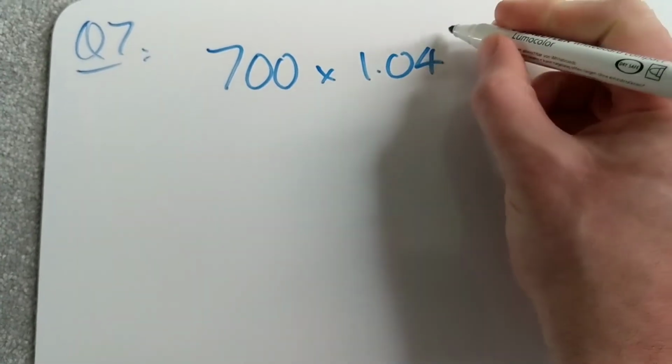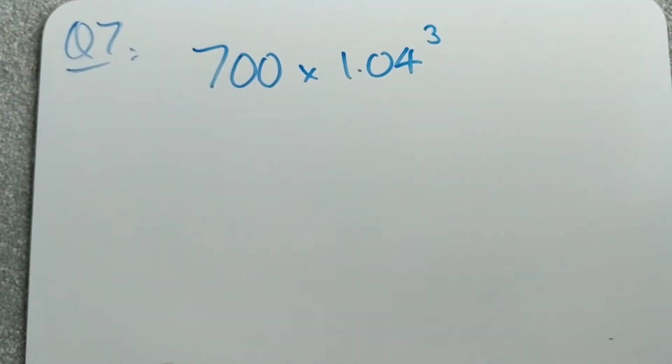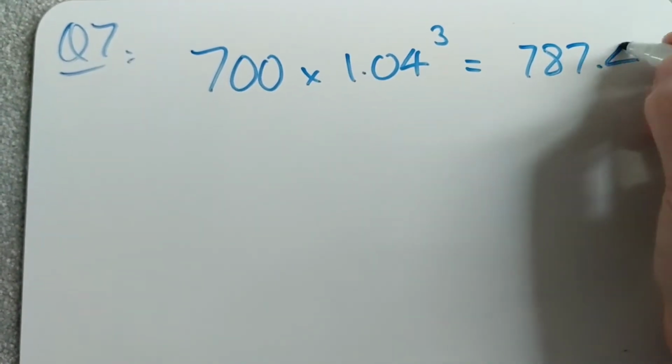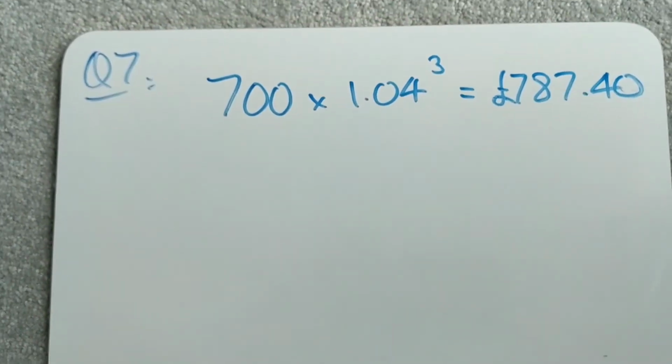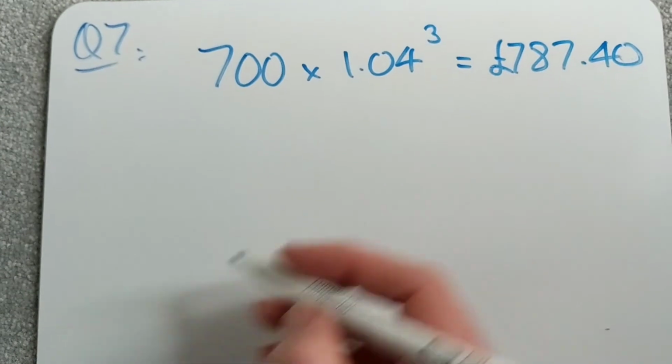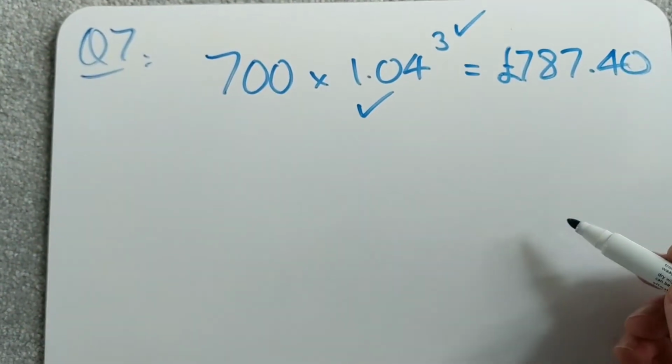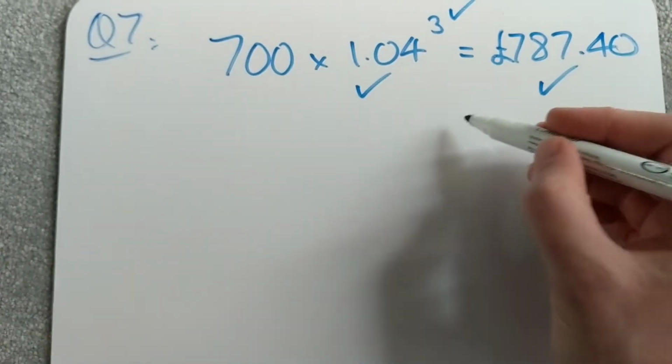And because we're doing it for 3 years with power to 3, the answer you get is £787 and 40 pence if you round it to the nearest penny. And that's it. 1 mark for the 1.04, 1 mark for times and through with the power, and 1 mark for the answer. 3 marks.